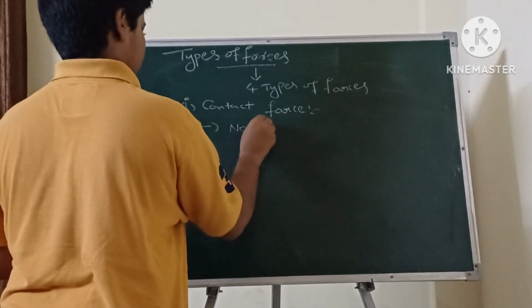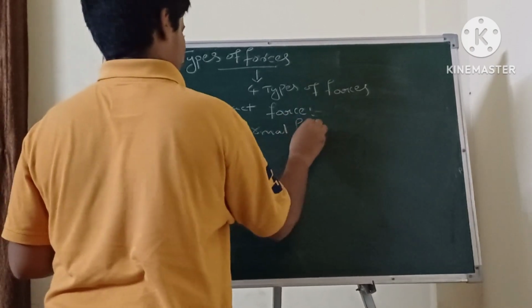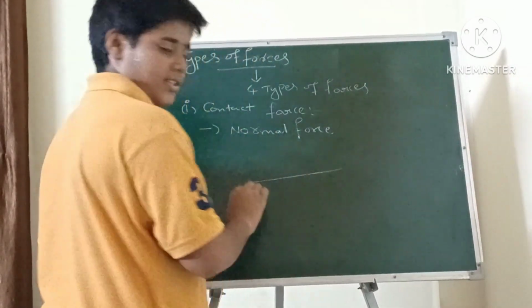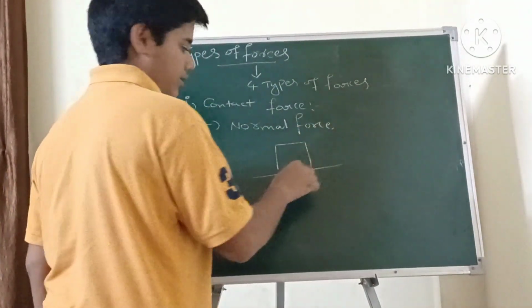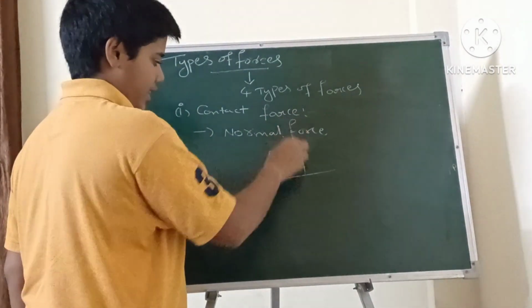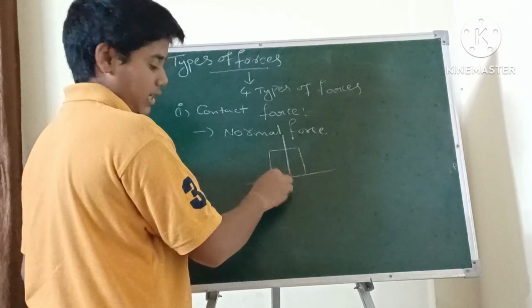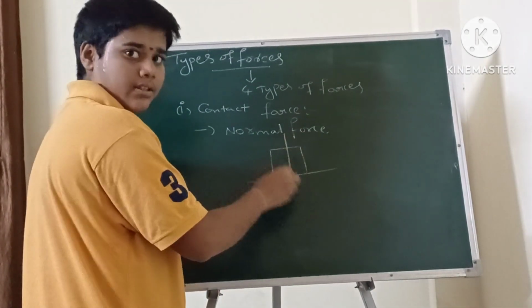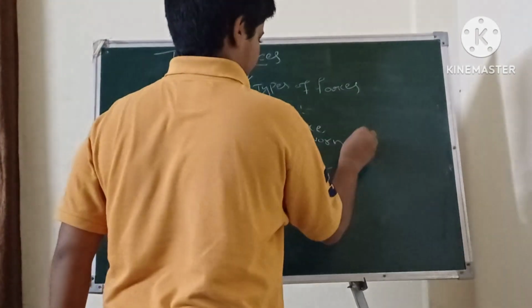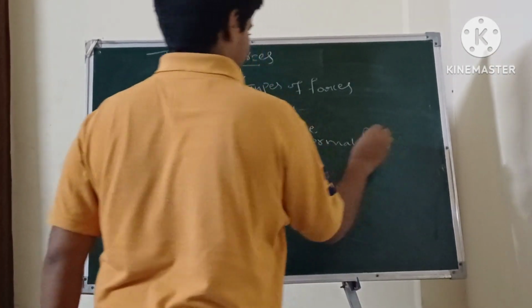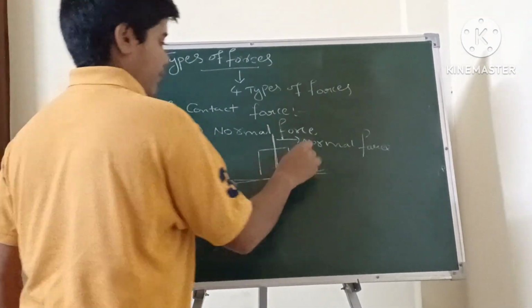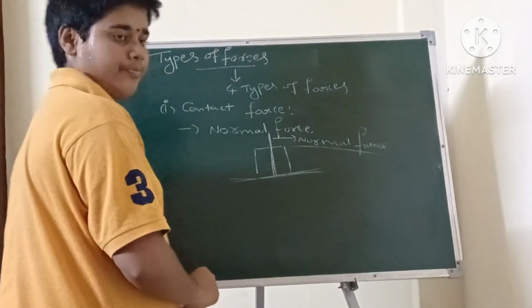Normal force. Normal force means I am taking this is a surface and this is an object. When normal force is applied means if body is perpendicular to surface, this force is called normal force. When body is perpendicular to surface, that force is called normal force.